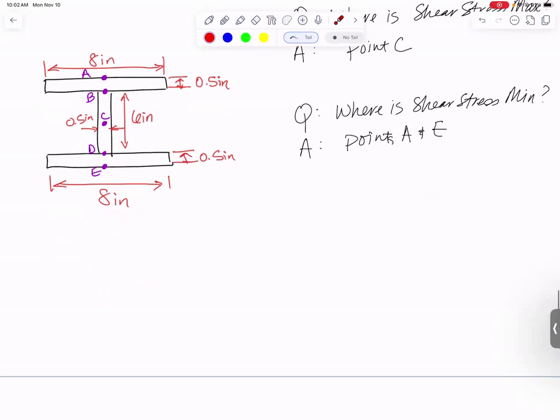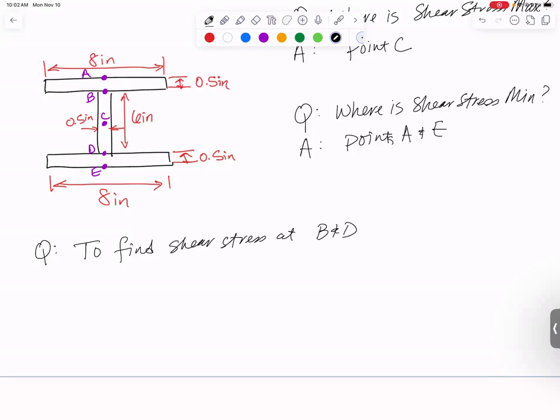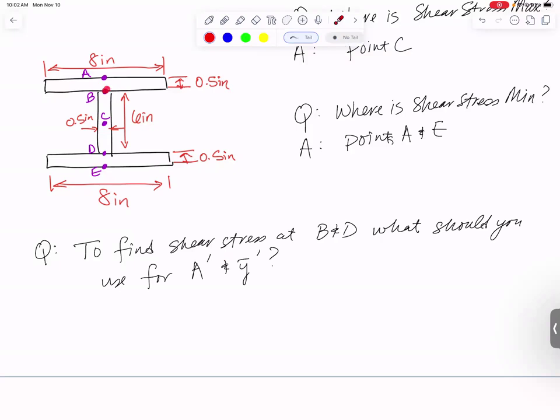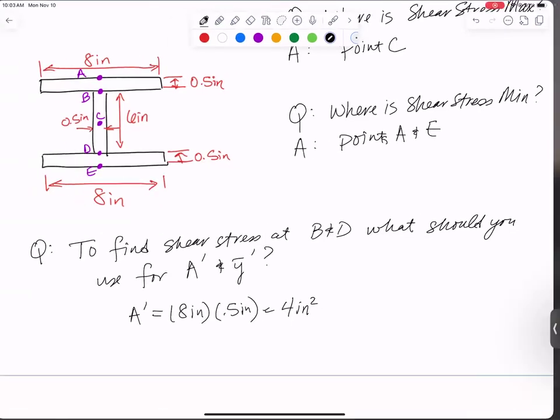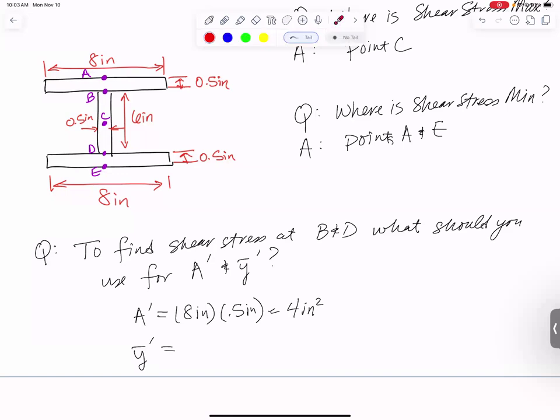Next question is, to find the shear stress at points B and D, what should you use for A prime and Y bar prime? We're looking at finding the shear stress here at B and here at D. So you would think about shading just one of the flanges. So your A prime is going to be the area of a flange, which is 8 inches times half an inch. Well, that's 4 inches squared. And Y bar prime, that's the distance between the centroid of the whole shape and the centroid of the flange itself. Or think about if you start with a reference line here, how far up do you have to go to get to the centroid of that rectangle? It should be 3.25 inches.